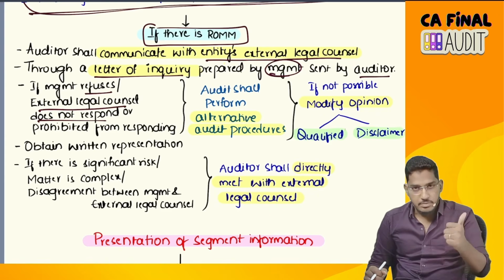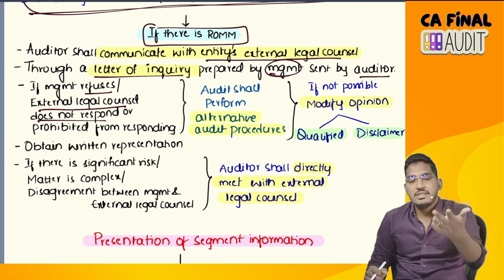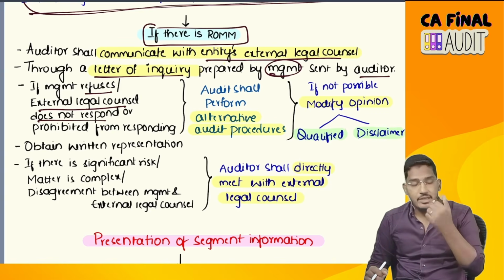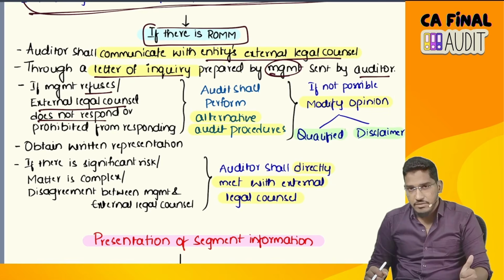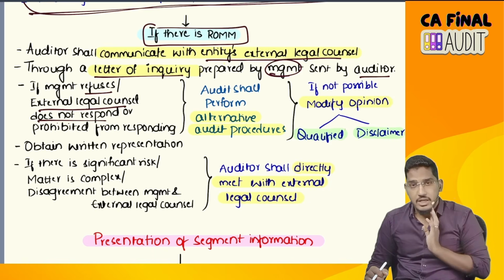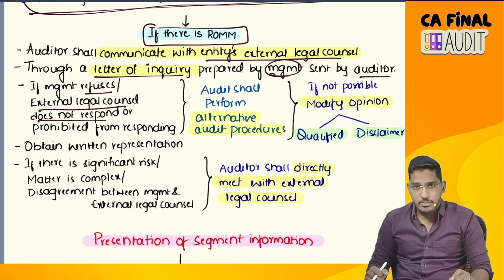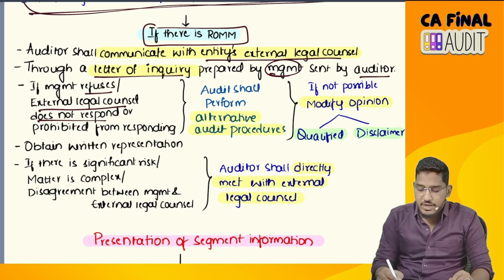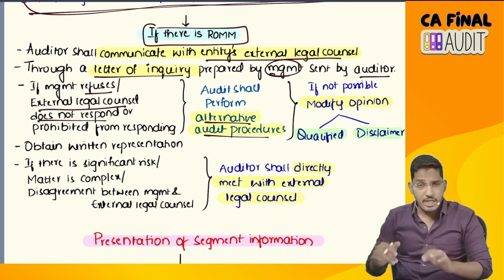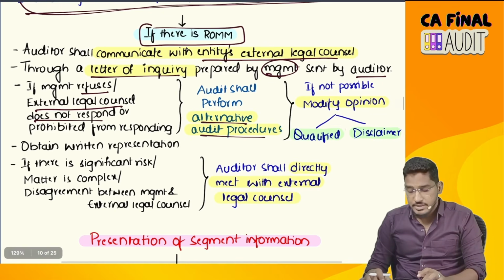If the management gives permission, they draft the letter of inquiry, we send it to the external legal counsel, and he responds back, if everything runs smoothly, well and good. But the problem will come when either management is not drafting a letter of inquiry, or they have drafted it, I have sent it, but the external legal counsel is not responding or is prohibited from responding. If any of these things happens, then there is a problem. So then the standard says, the auditor shall perform alternative audit procedures.